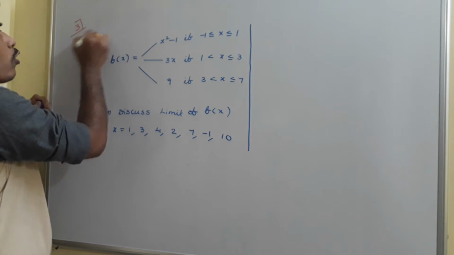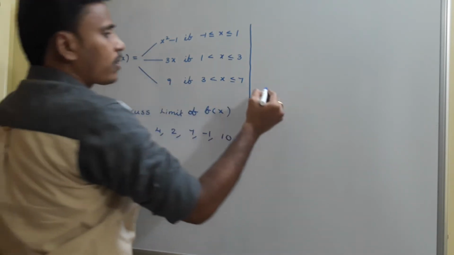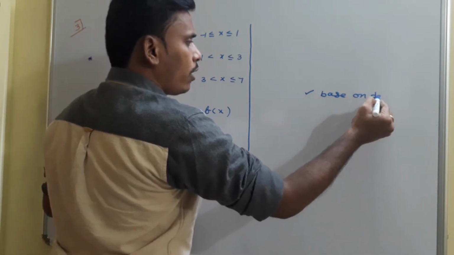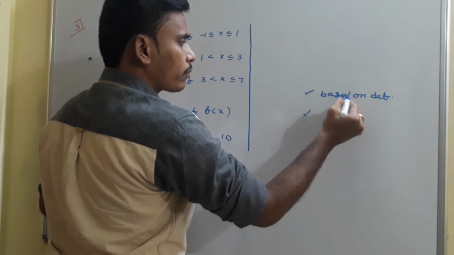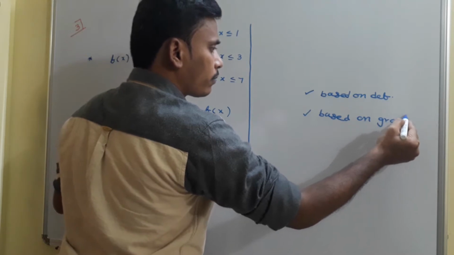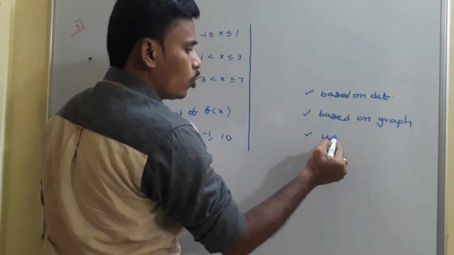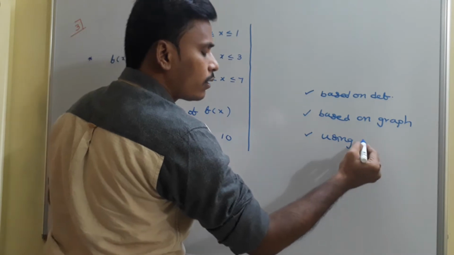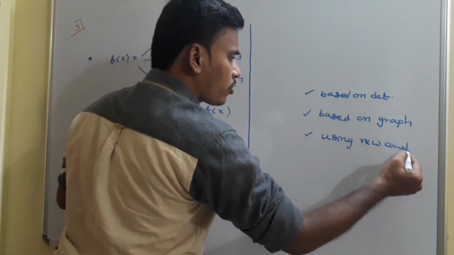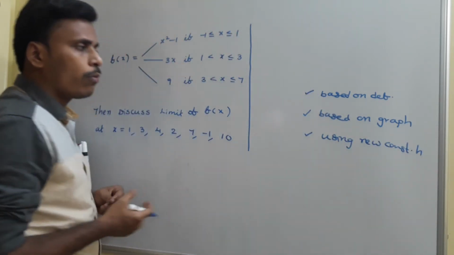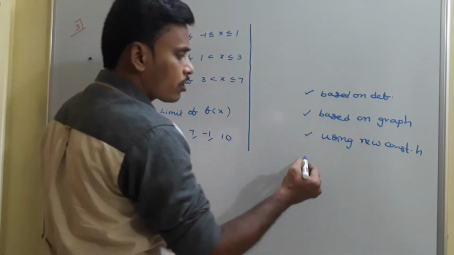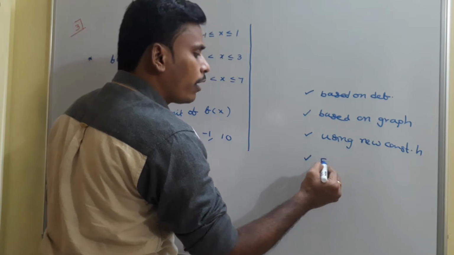is based on the definition of the function. As I mentioned, we will use problems of limits based on the definition of the function and based on the graph of the function, using some new constant h. These are different methods to solve the problems on limits: based on definition, based on graph, using new constant h, and then formulae.